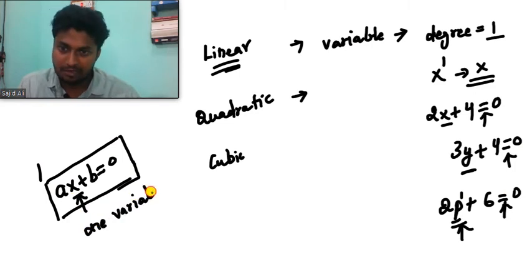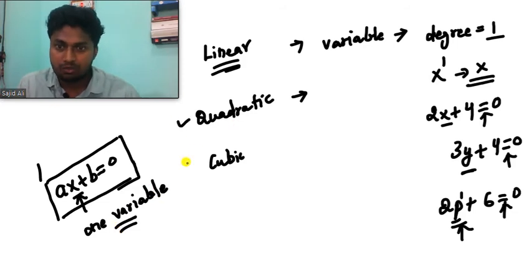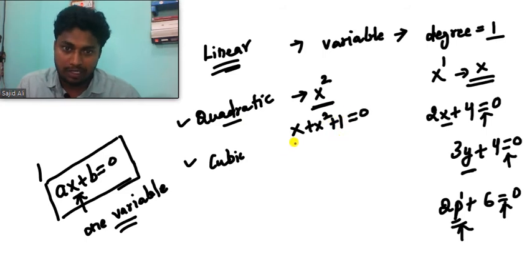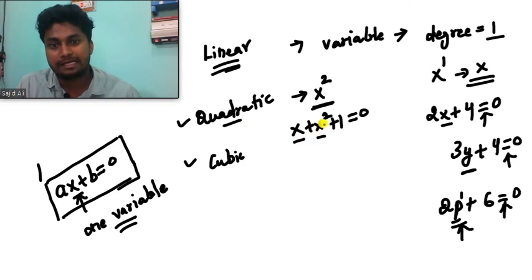I will come back to 2 and 3 variables later, but let us see these two other types. Quadratic means if you are taking the variable as x, the power of the variable is 2, that is, the highest degree is 2. For example, if I write x plus x square plus 1 is equal to 0, here you have to look for the variable, which is x, and the highest degree is 2.